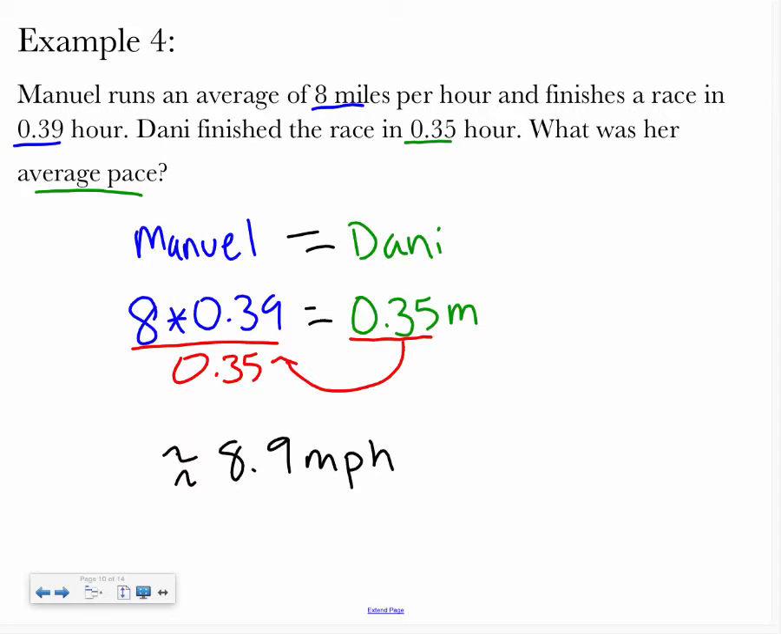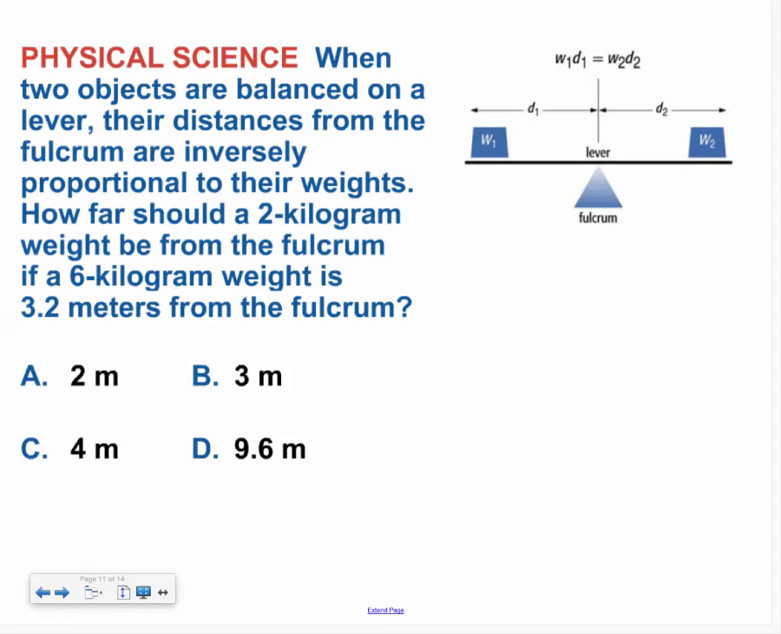Now that makes sense because if you look at the times, Dani finished faster, in less time than Manuel did. So the fact that she did 0.9 miles per hour faster than Manuel makes sense. Remember to always think about how realistic your answer is. Why don't you guys take a minute and look at this example, see if you can solve it. Alright, hopefully you ended up with letter D. If you got a different answer, please be sure to let me know. Ask questions, ask for help. I'm more than happy to help.